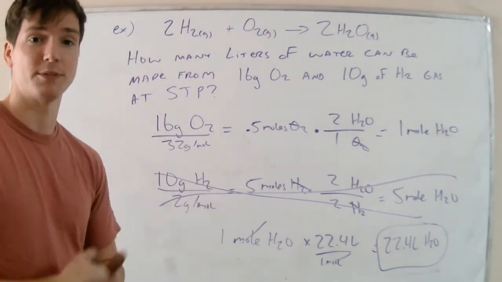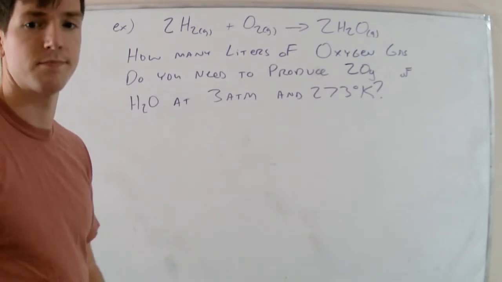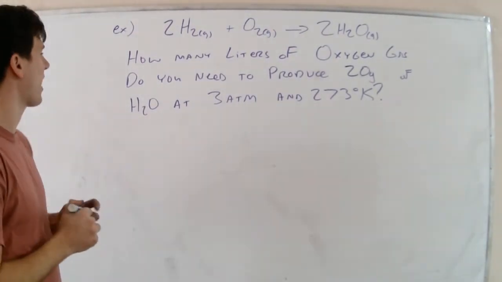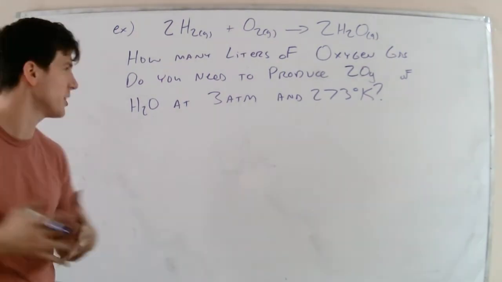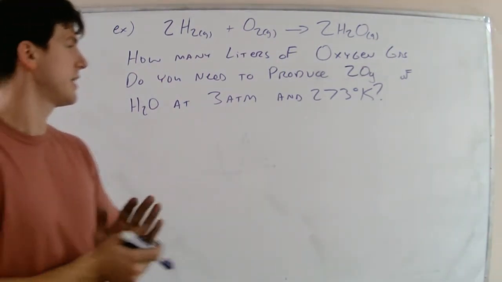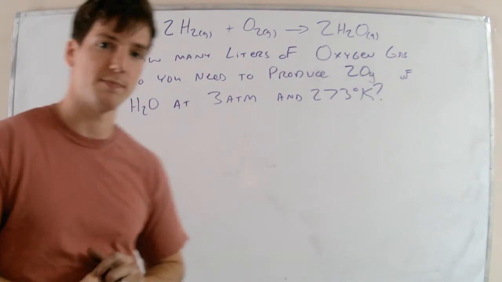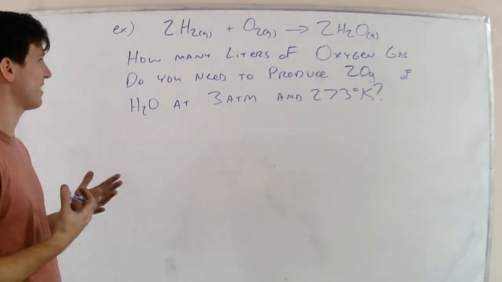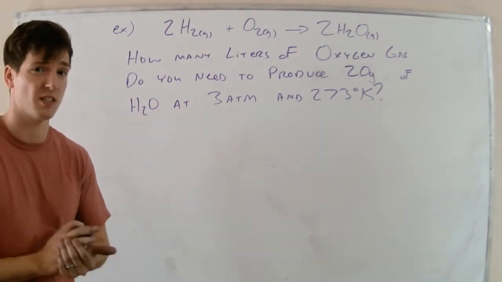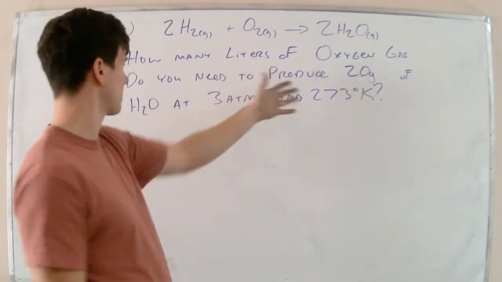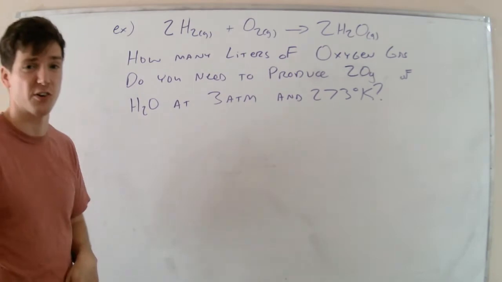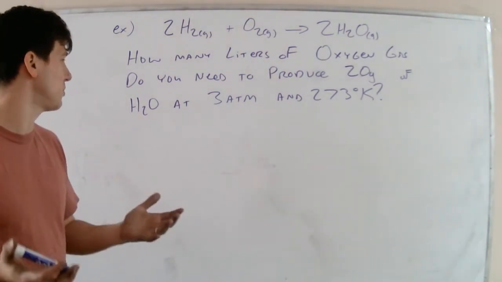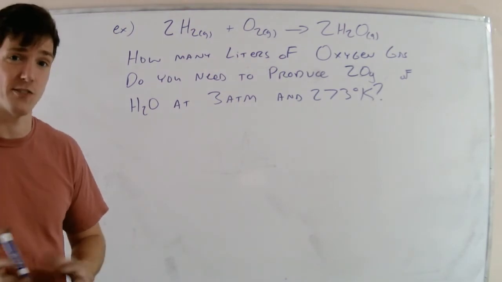One more example, and then I'm done. So last problem, same equation, says how many liters of oxygen gas do you need to produce 20 grams of H2O at 3 atm and 273 degrees Kelvin. So once again, it wants liters of oxygen gas, but I didn't give you anything to help you get to liters of oxygen gas. I just gave you 20 grams of H2O at a certain pressure and temperature.